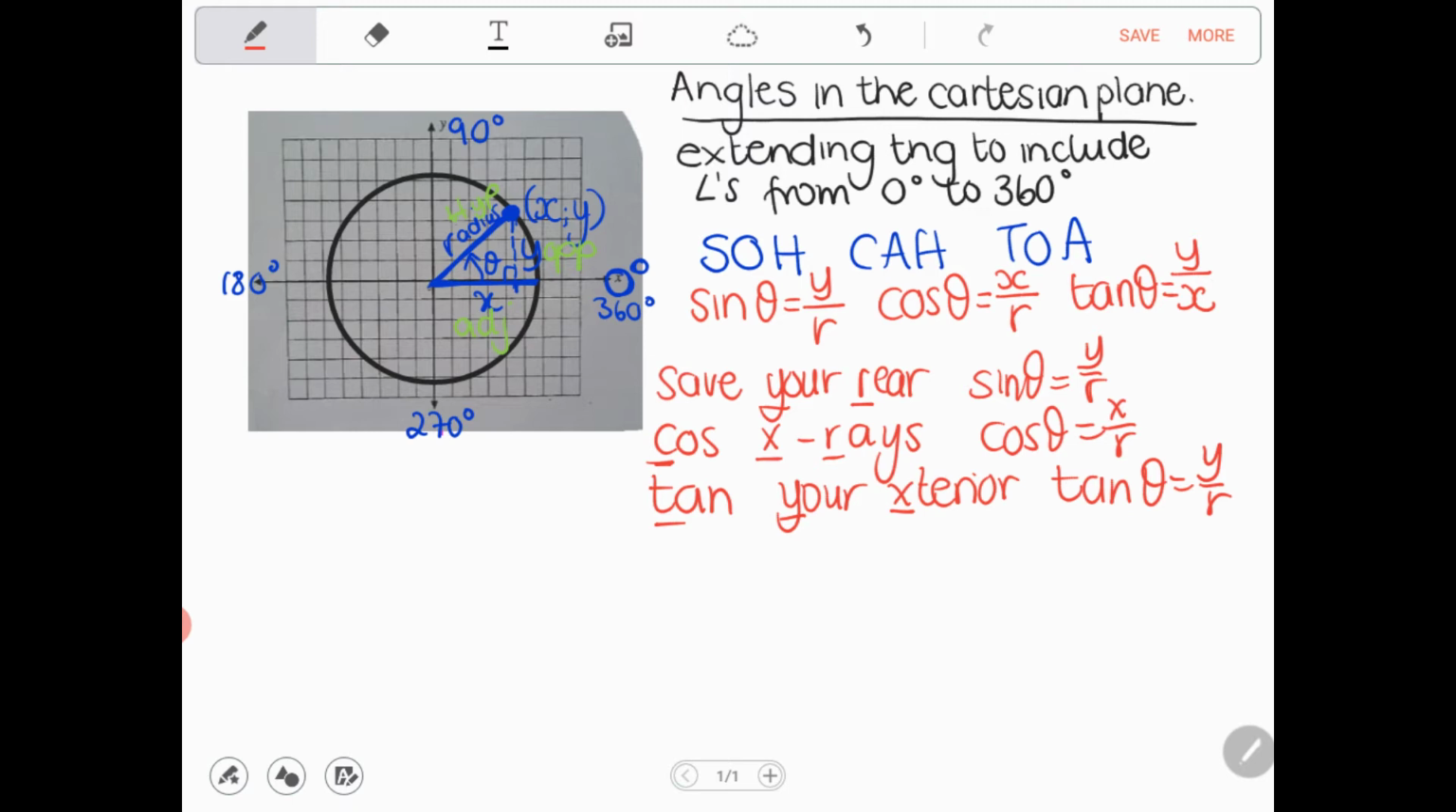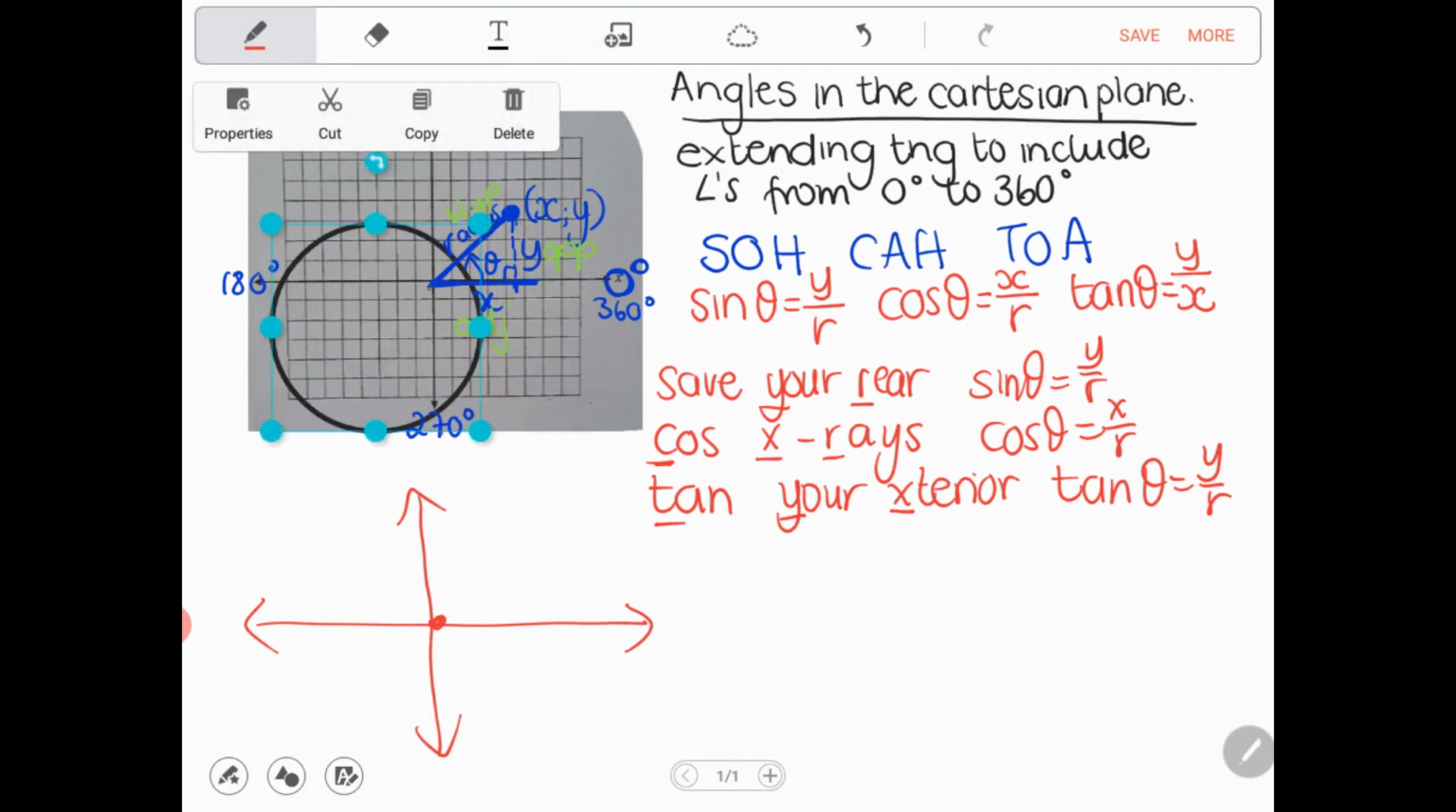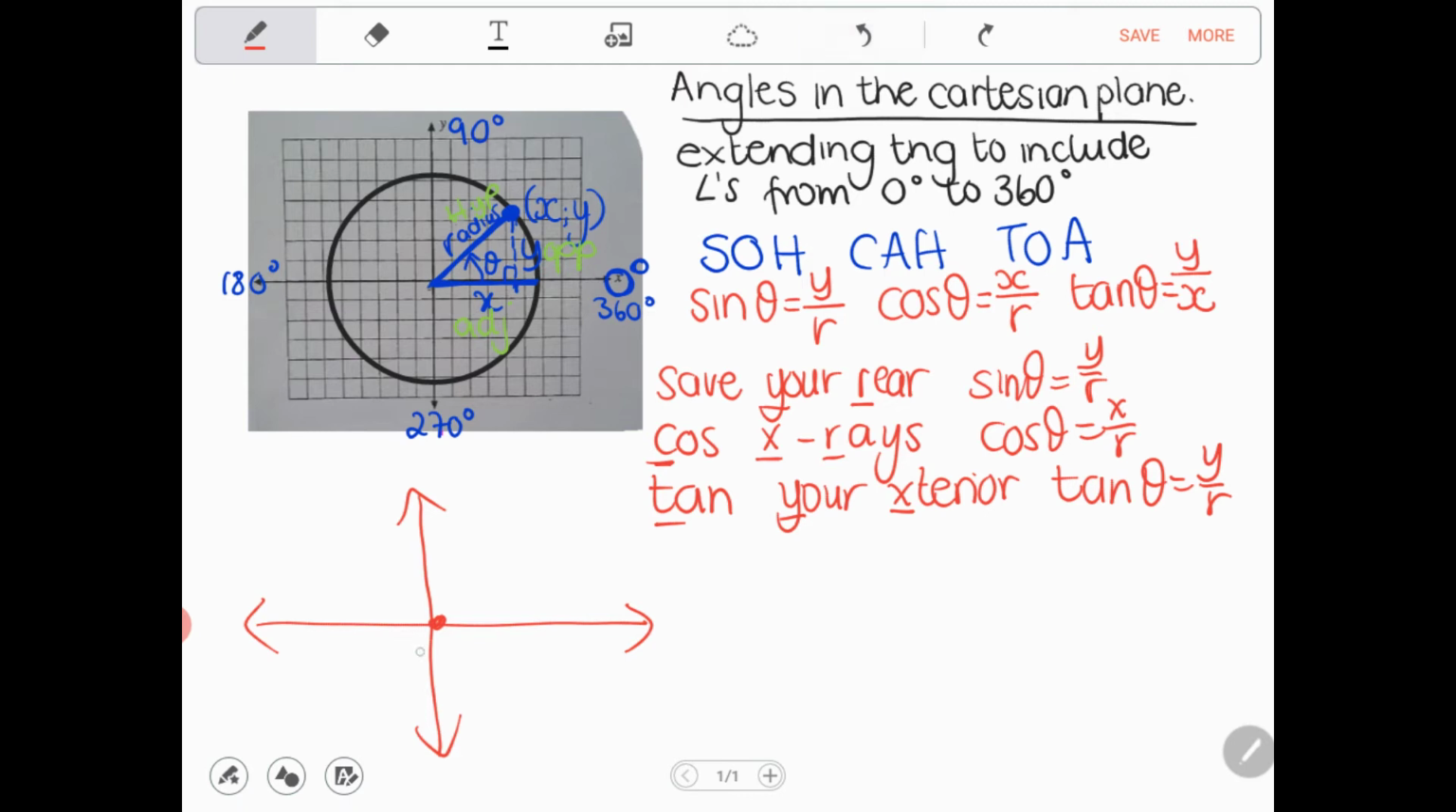Okay, so if we thought about an angle, because I was saying just now that we could work anywhere around this circle. So say I wanted to have an angle here. Oopsie, sorry. Let's do it on this one.